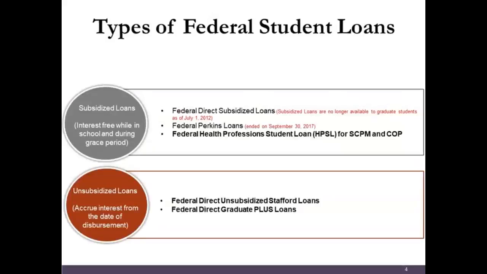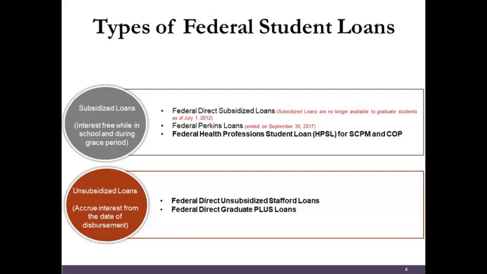The ones on the top, the subsidized loans, were no longer available to graduate students after July 1st, 2012. At one point, those loans were available to graduate students, but the government decided they no longer wanted to do that, so they ended that a couple of years ago. The Federal Perkins Loan Program ended on September 30th, 2017. That was a flat 5% fixed interest rate loan that didn't accrue interest while you were in school either, but that program ended as well.